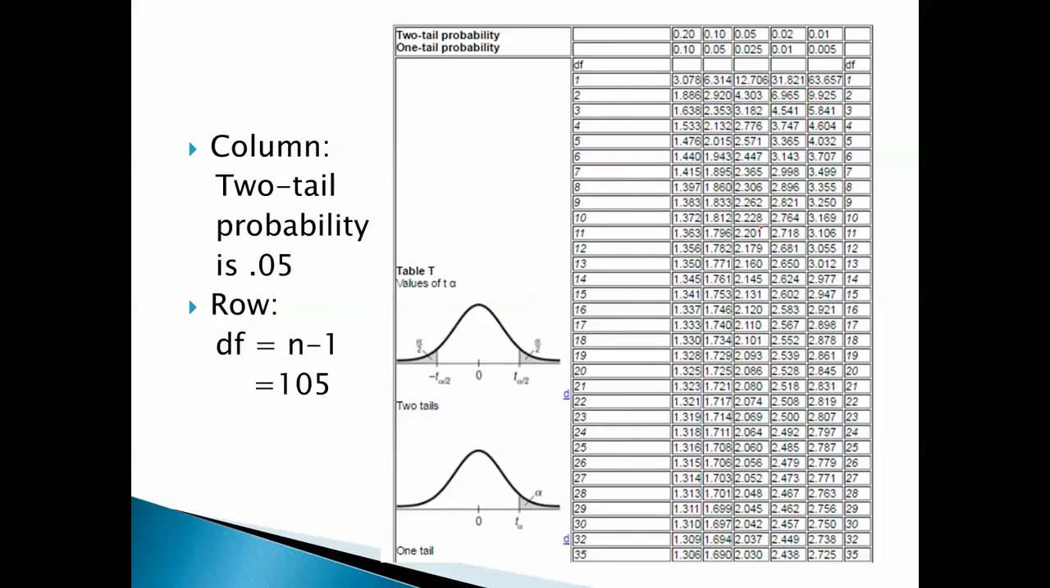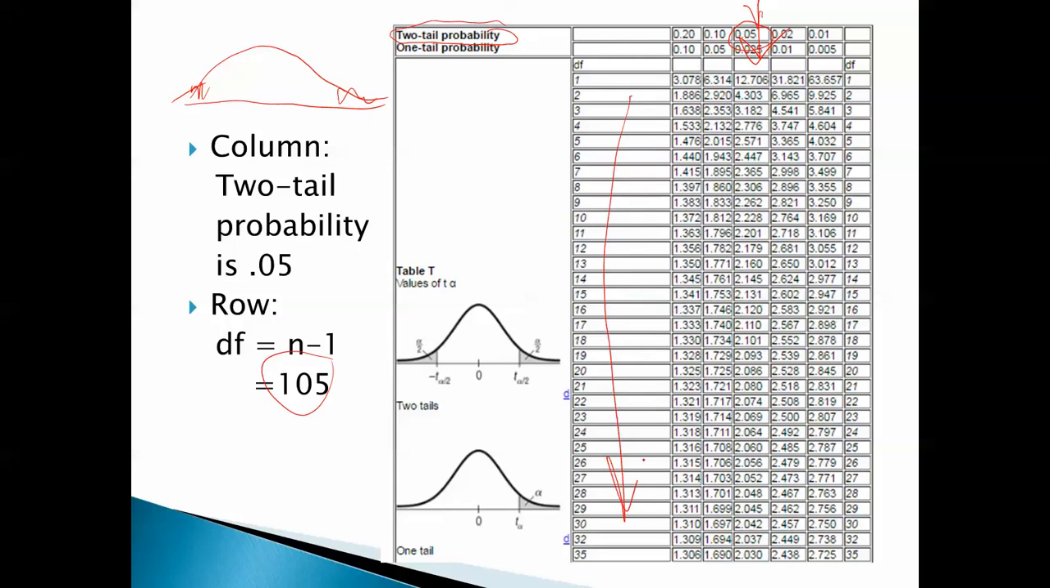Okay, let's blow this up. Wow, this is a scary table, but you can do it. We can do it together. Okay, this is a two-tail test, and the two-tail probability is 0.05 because we want 95% confidence, and so that means the stuff that's left over in the tails is 5%. So we're working with this column here. As for the row, the degrees of freedom is n minus 1, which is 105, so we want 105.